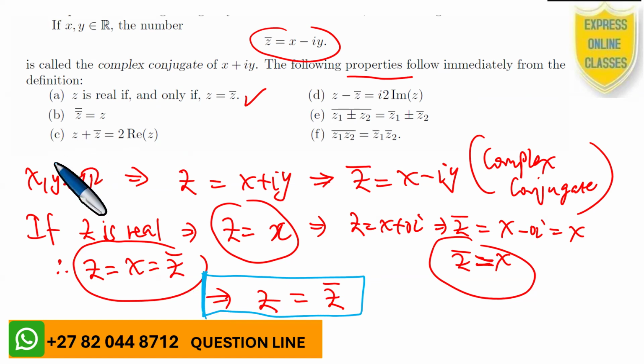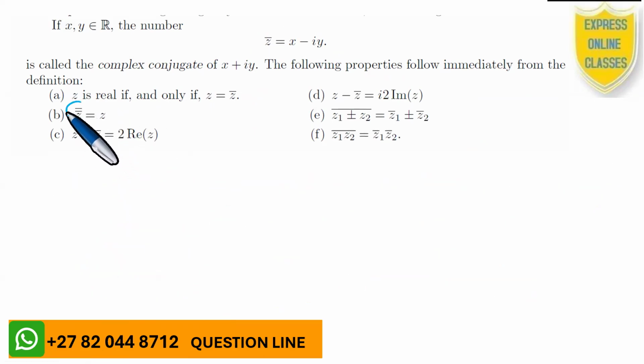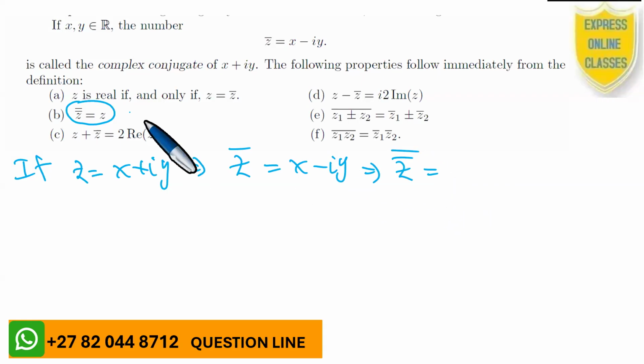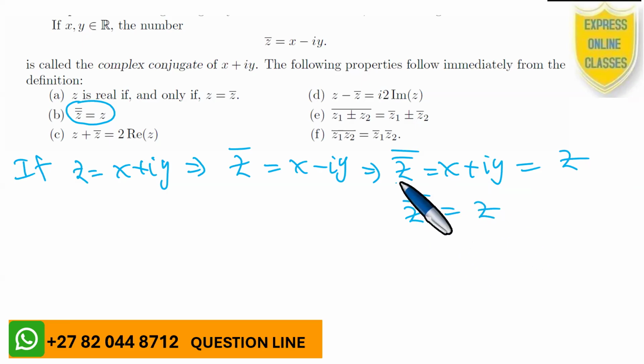Okay, let's look at the next question. So in B, if you take the complex conjugate twice, it's the same as z. If z is x plus iy, then you take its complex conjugate, which is x minus iy. You take another complex conjugate again, you change the sign of the negative iy, it becomes plus iy. But the plus iy is z. This means if you take the double complex conjugate, it is the same as z.